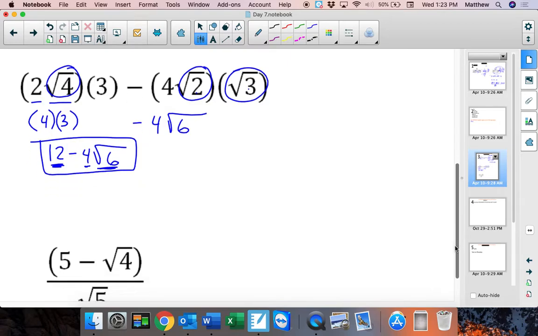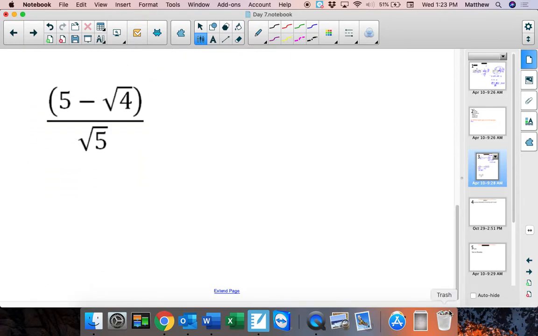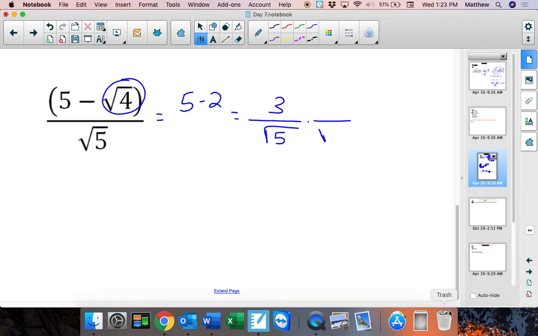Then lastly, looking at this last example here, again, I notice I've got a radical that can be simplified. So my new numerator is 5 minus 2, which is 3, and keep my same denominator. So that's just 5 minus 2 is 3, and my denominator is root 5. Now, this denominator is simplified, the radical, but it's in the denominator, so I need to rationalize.